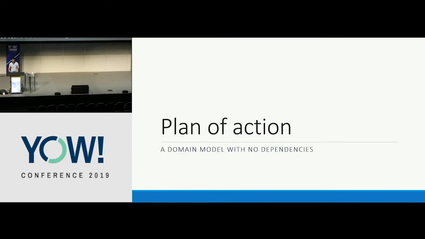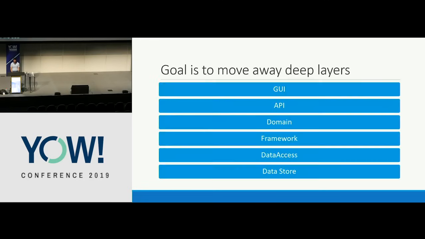So, a plan of action. A domain model, or the business logic, with no dependencies. But first, a reminder of how some domains might look. The goal is to move away from these deep layers. We've got a GUI, it might send a HTTP request to a web API. That web API passes that to the domain to the framework to the data access layer to the data store, which means that we end up having a transitive dependency from our web API to our data store. That seems like a strange coupling to have.